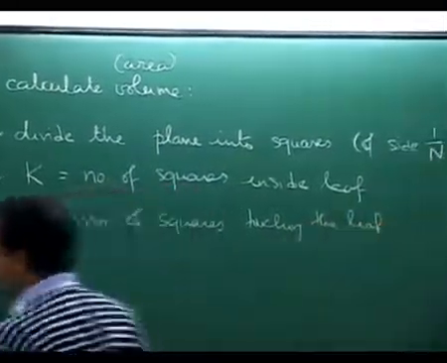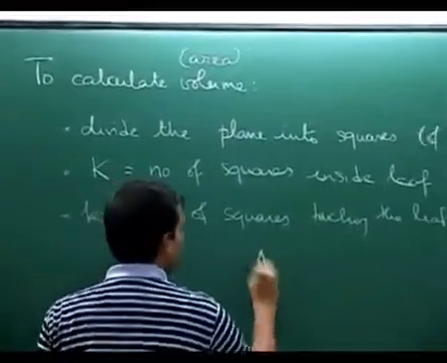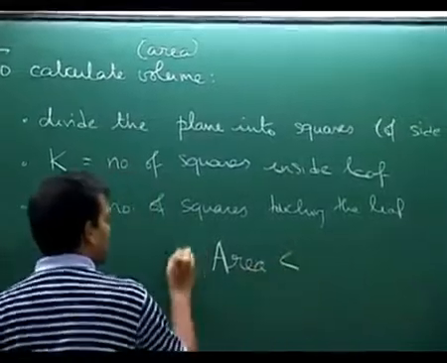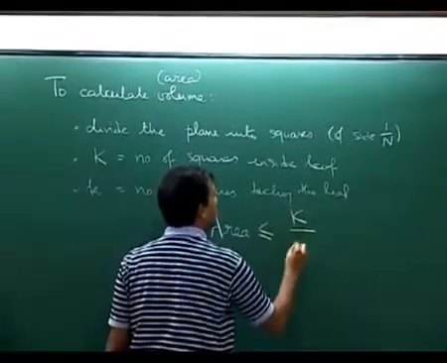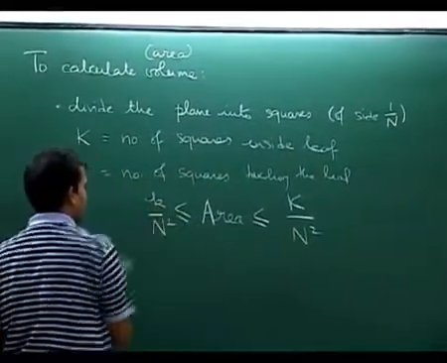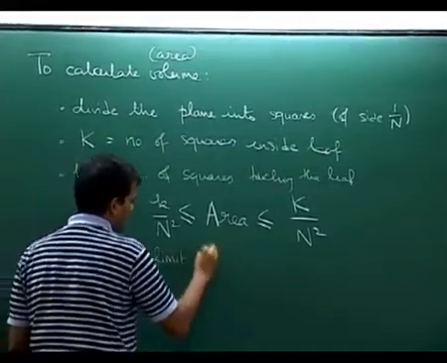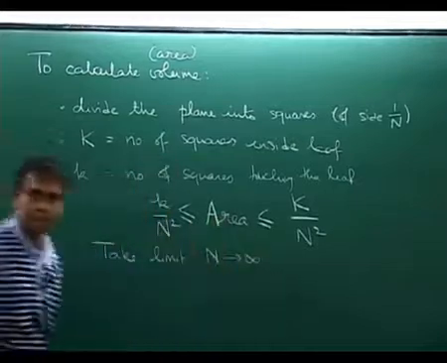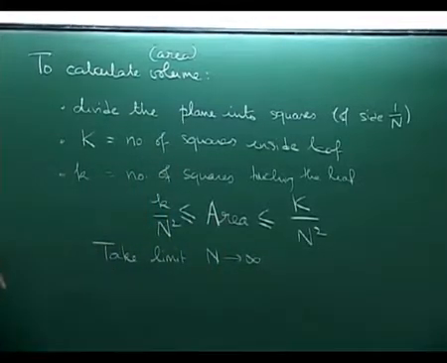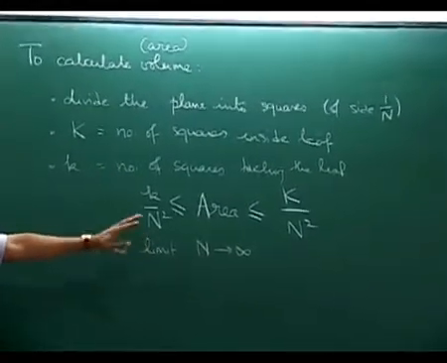That means, for example, this square here, it's not completely inside the leaf, but some part of the leaf is intersecting it. So number of squares intersecting the leaf. And what you get is area lies between capital K over n squared and little k over n squared. And then you take the limit as n goes to infinity. And this is also what we teach as the definition of the Riemann integral in some sense.